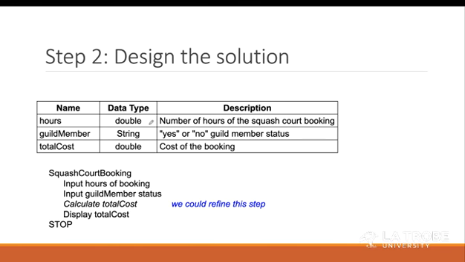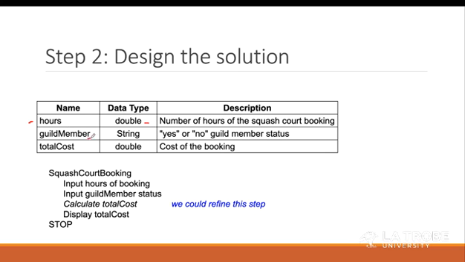Now, in order to design the solution, first you need to think about how many inputs you have and what will be the variables that you'll need. So the first one is going to be number of hours, and you are taking it as a double, because let's say if I want to book the court for 1 hour 30 minutes, in that case I will enter 1.5. If I want to book the court for 2 hours and 30 minutes, then I might enter 2.5. So that's why the data type needs to be double.